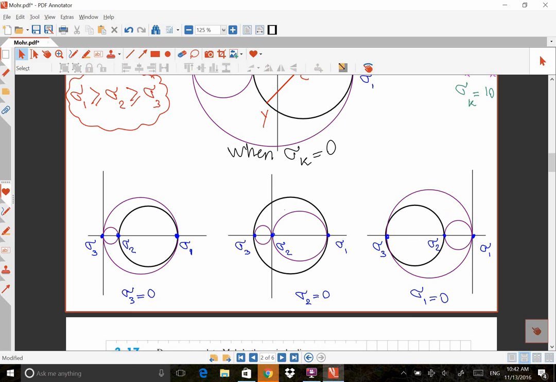Okay, so here, as you see, sometimes the two Mohr circles, one of them is outside of the first one, and the biggest one is always covering the two smaller ones. Sometimes we have two Mohr circles inside our initial Mohr circle, and sometimes it's not like that. Okay.